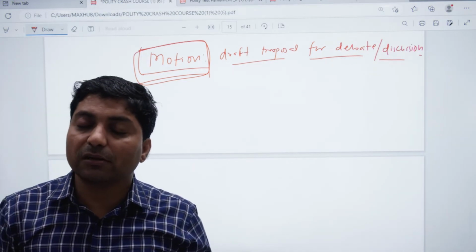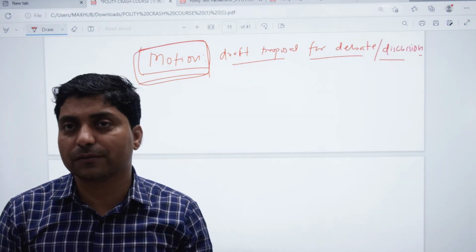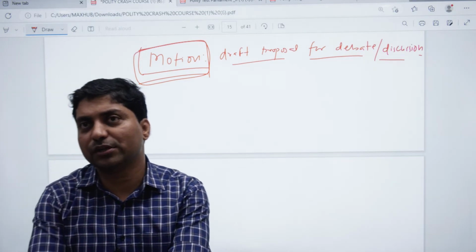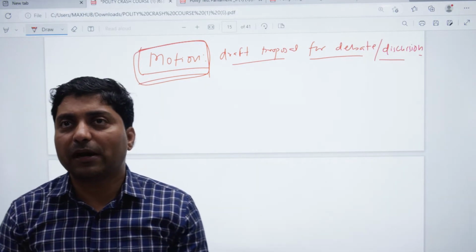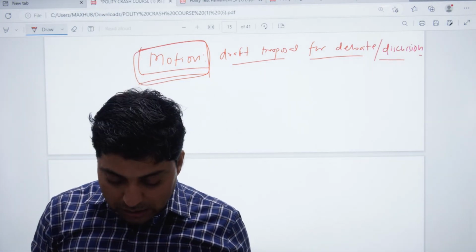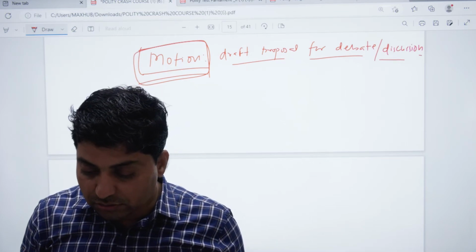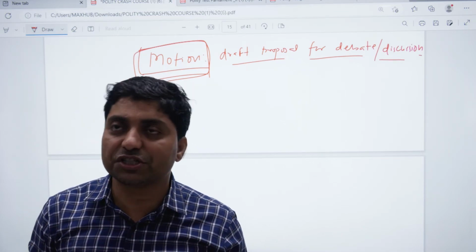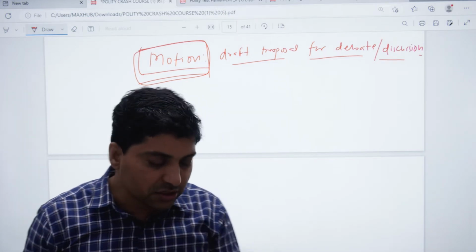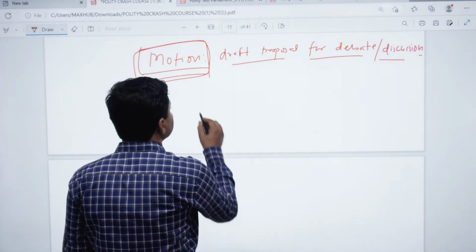Now, if you look at the motions moved by the members in the parliament, there are three types. Basically, there are three types of motions. One is called substantive motion.